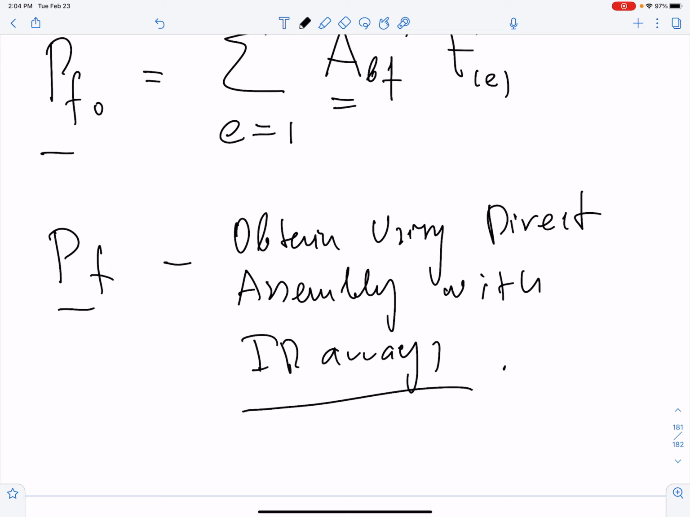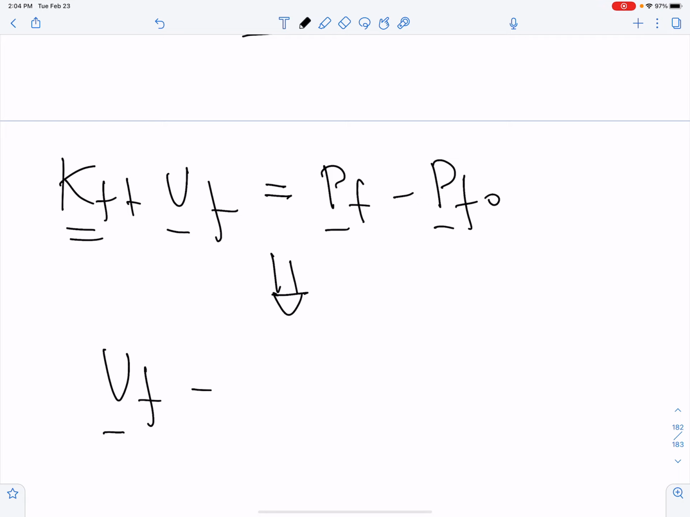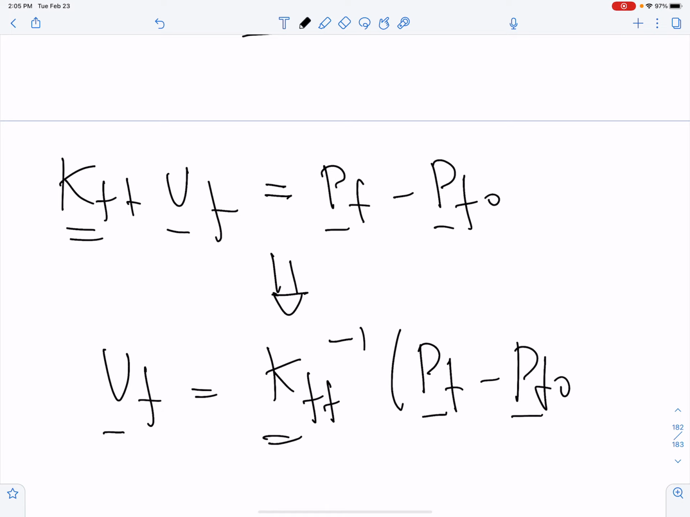Okay. So as in the beginning of the lecture, you end up with a linear system that looks like this: KFF, UF, I'm presenting it in the reduced format. Same applies for the full format. PF minus PF0. So this is how your right-hand side of the equation is modified. From there, you solve for UF, KFF inverse, PF minus PF0.